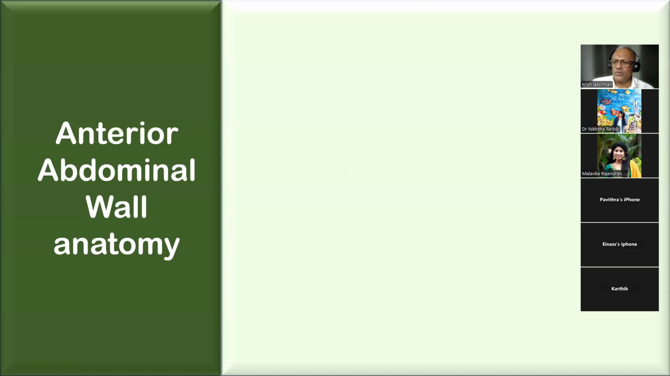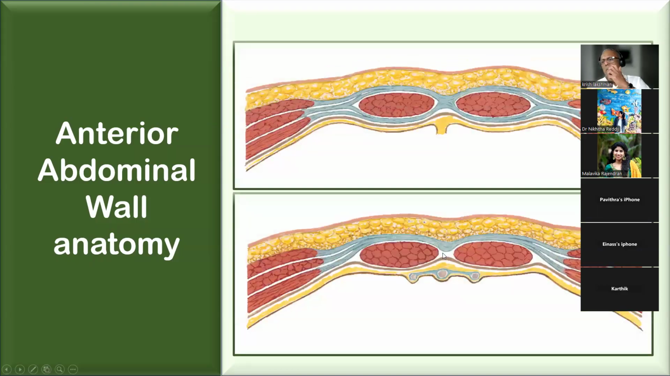Malavika, tell me, what is your concept or understanding of the anterior abdominal wall anatomy in relation to a hernia? Sir, the anterior abdominal wall has layers including the skin, subcutaneous tissue, Camper's fascia and Scarpa's fascia, and the muscles, the external oblique, the internal oblique, the transversus abdominis muscle, and the transversalis fascia, the preperitoneal fat.